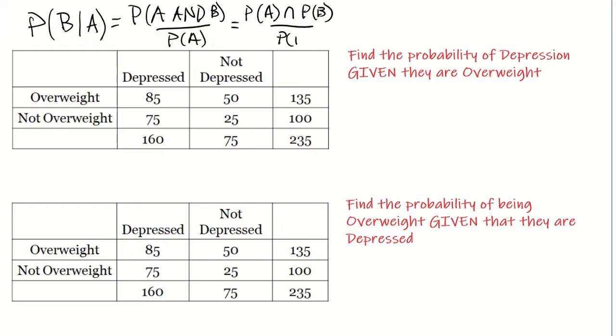So let's solve our first problem. The first problem says find the probability of depression given they are overweight. So that means we want the probability that someone is depressed given that they are overweight.